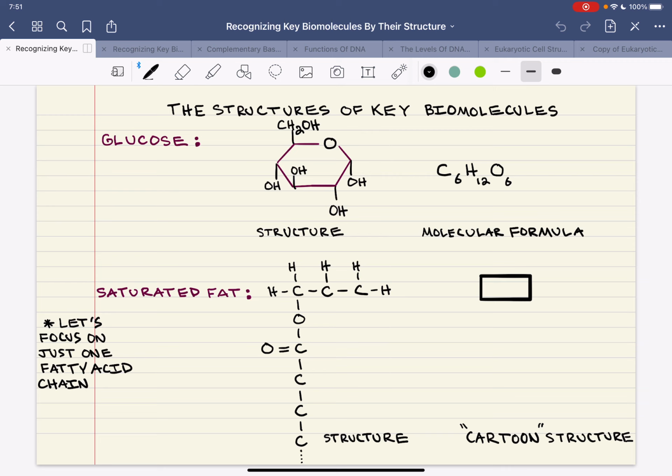First off, I want to point out the formula of glucose. For instance, water is a simple molecule. It's H2O. There are 2 hydrogens for every 1 oxygen. Glucose, its formula is a little bit more complex. There are 6 carbons, 12 hydrogens, and 6 oxygens. That's where it gets the name carbohydrate, carbon hydrate for water. There's 1 water molecule for every carbon atom. So you can kind of think of it that way. Carbohydrate.